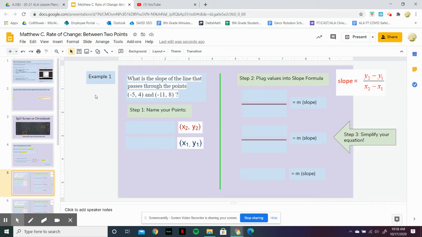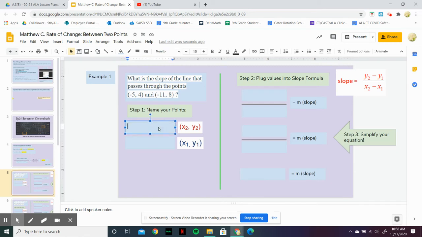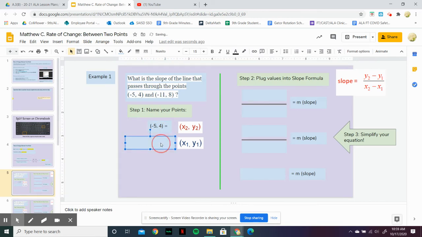Example 1 says, what is the slope of the line that passes through the points -5, 4, and -11, 8? The first thing we need to do is name our points. So what that means is I'm going to set -5 comma 4 equal to x2 comma y2, and I'm going to set -11 comma 8 equal to x1 and y1. So now I know which point is which.